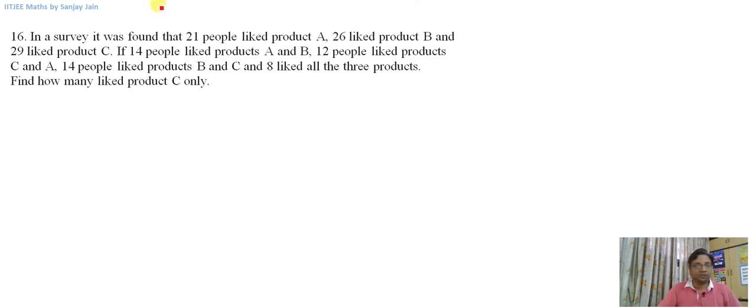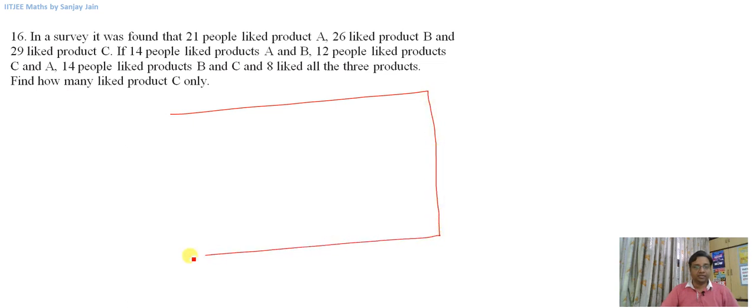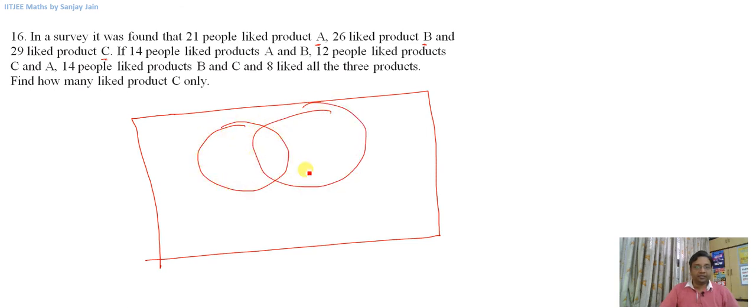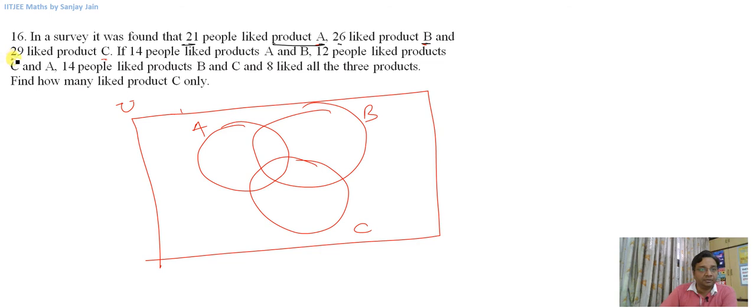So this question looks exactly like the previous one, so let me start with the Venn diagram itself. There are 3 products, A, B and C, and this is the universal set. Let me change the color to black. Alright, it is found that 21 people liked product A, 26 people liked product B, 29 people liked product C.